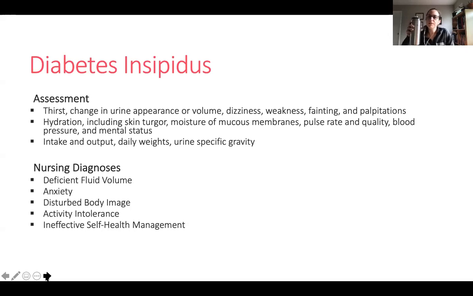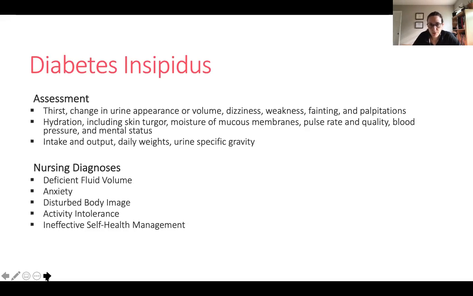So for their assessment, they're going to have excessive thirst. Their urine will be very, very clear, and a lot of it. They'll have the symptoms of low blood pressure, low volume, so dizziness, weakness, they could faint. Orthostatic hypotension is an issue, so make sure that you're having them rise from a sitting or laying position slowly so they don't fall. And they'll have heart palpitations because the heart is trying to compensate for the decreased volume.